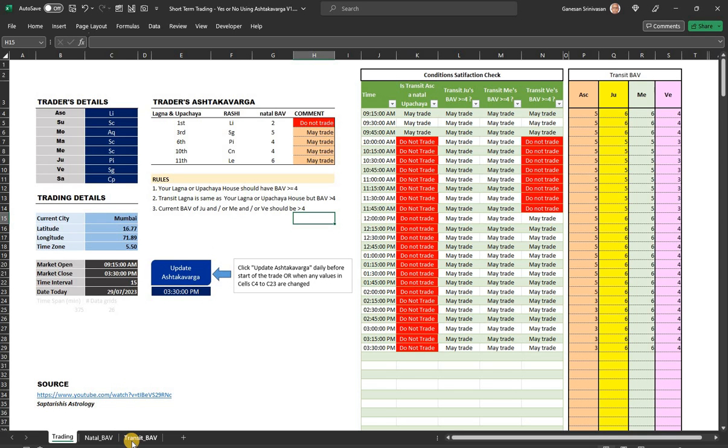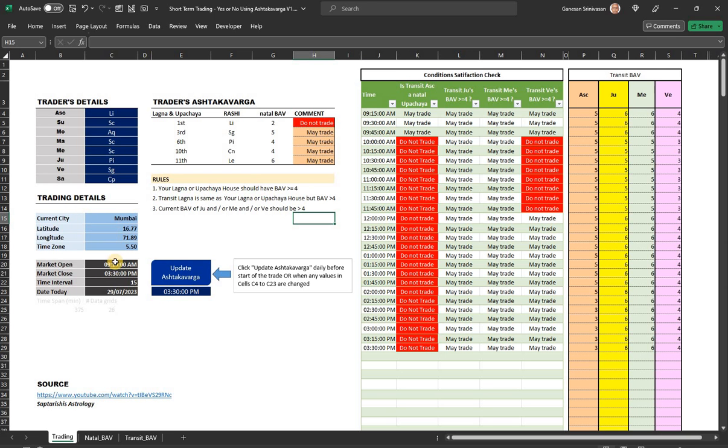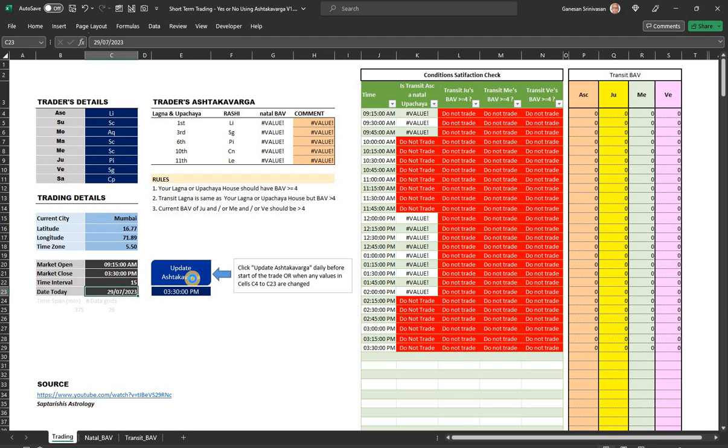But to see this, the transit binnashtakavarga has to be computed for the transit time, and the transit data are given here. You have to give the date for that particular day when you want to trade, and then you have to click here so that the transit BAV is created. That's a must. Once you do that, don't worry, this gets updated.